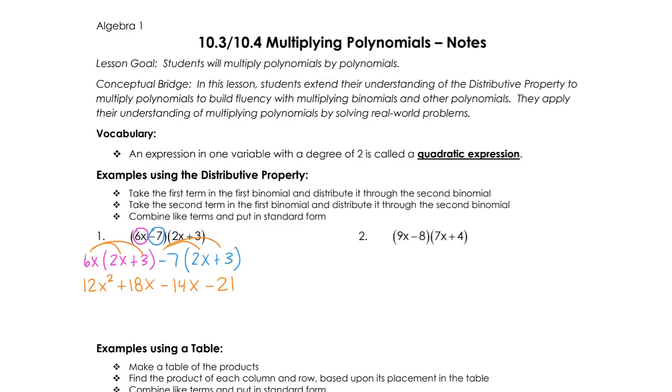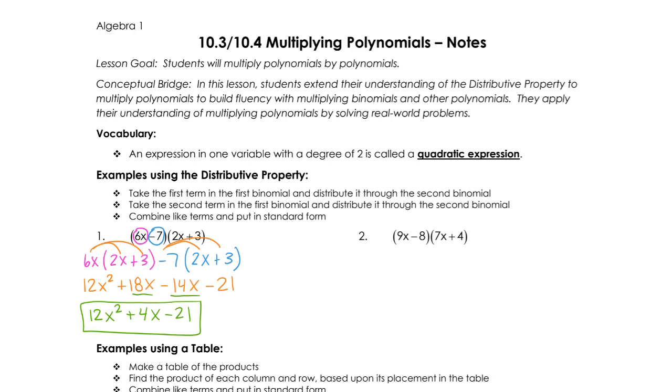We have to combine any like terms that we can, and then we also have to make sure our answer is in standard form. So looking at this, I see that I can combine these two terms right here, 18x and negative 14x. So then I'm going to bring down that 12x squared because, again, we have to keep it in standard form. And then 18x and negative 14x would make a positive 4x here, and then bring down that minus 21. This would be our final answer for that problem.